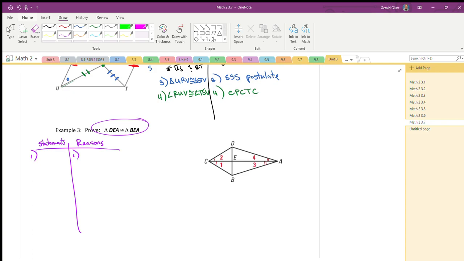So we're trying to prove that DEA, this triangle right here, is congruent to BEA, this triangle. So these two triangles are congruent. So first I'm going to write down everything I know. So I know that angle DCE, so D to C to E, so that's this angle right here, is congruent to this angle right here, BCE.